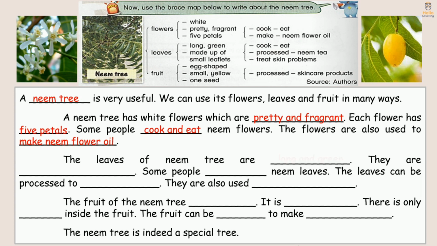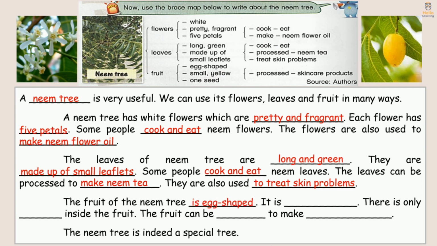The leaves of the neem tree are long and green. They are made up of small leaflets. Some people cook and eat neem leaves. The leaves can be processed to make neem tea. They are also used to treat skin problems. The fruit of the neem tree is egg-shaped. It is small and yellow. There is only one seed inside the fruit. The fruit can be processed to make skincare products. The neem tree is indeed a special tree.